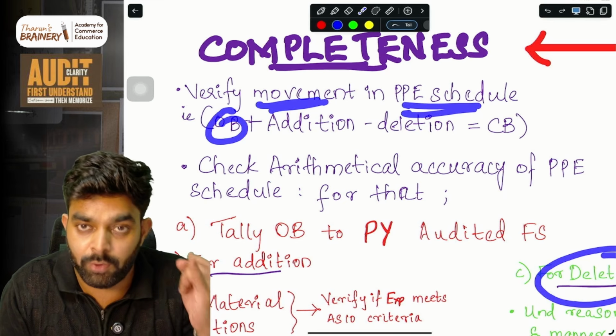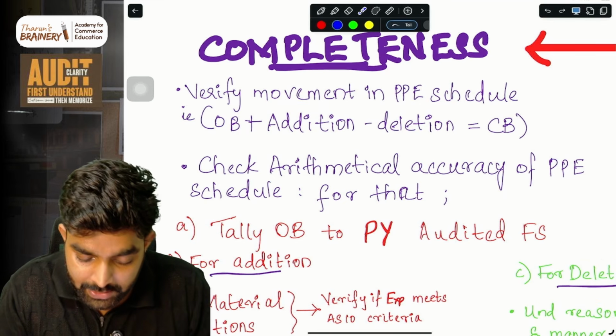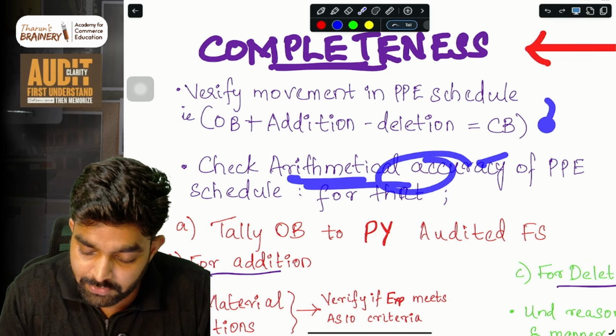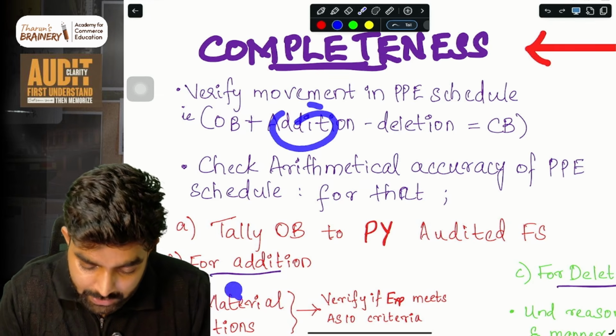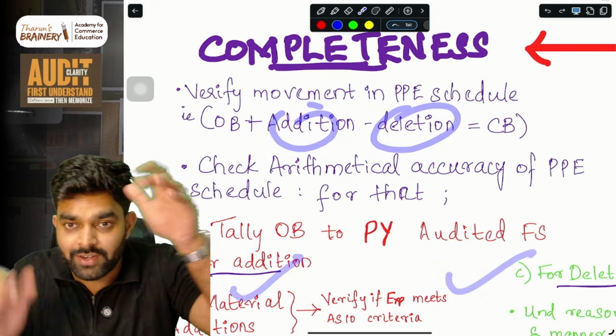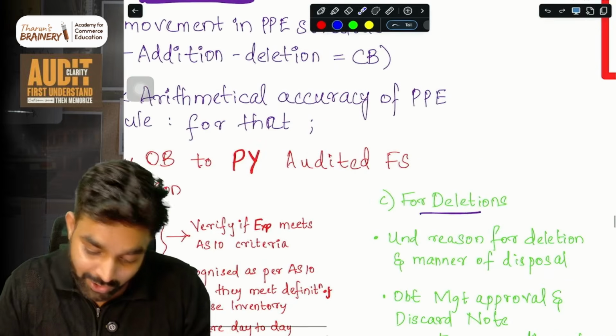That is, what was the opening balance, what was the closing, additions, all this. Then you need to check the arithmetical accuracy of the PPE schedule. For that, first the opening balance we checked, tally it with the previous year. Addition we checked, now deletion we are checking. So here you are getting the structure proper in your head, so you will not forget.